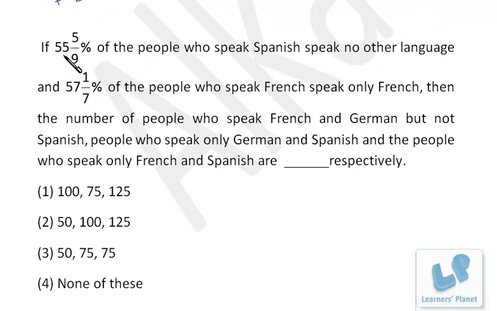Now this question, if 55 5 by 9%, 55 5 by 9 is actually 500 by 9%, of the people who speak Spanish speak no other language, and 57 1 by 7, that's 400 by 7%, of the people who speak French speak only French. Okay, so these are only French and these are only Spanish. Okay, so let's find out this number, and after that the number of people who speak French and German but not Spanish.